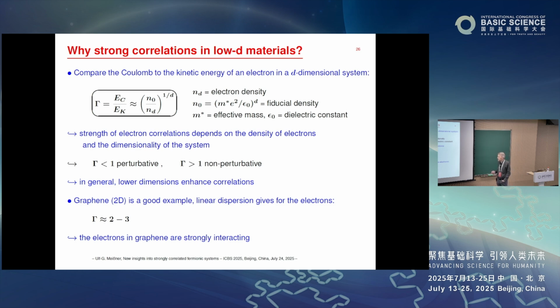So graphene, a two-dimensional system, is a good example. There's a linear dispersion for the electrons, and from that you can calculate this gamma to be between 2 to 3. So the electrons in graphene are strongly interacting. And all the systems I consider now have strongly interacting electrons.